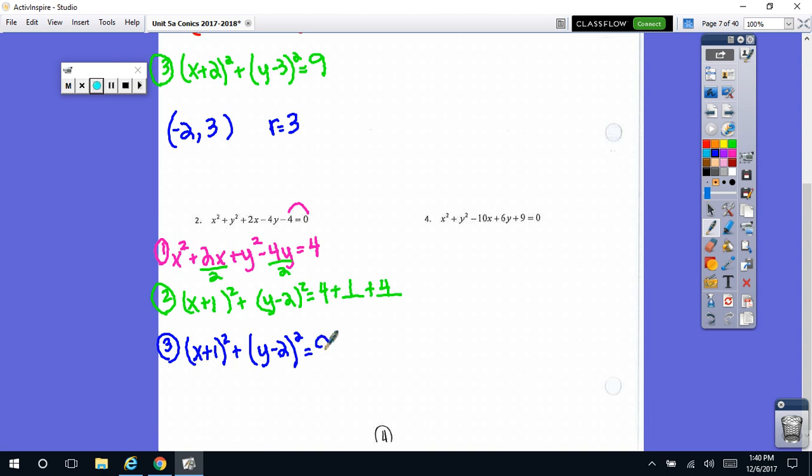Four, and 1 is 9. So now my center, again, don't forget to flip. Negative 1, positive 2. Pulling the radius out, you square root it, so we end up with 3.